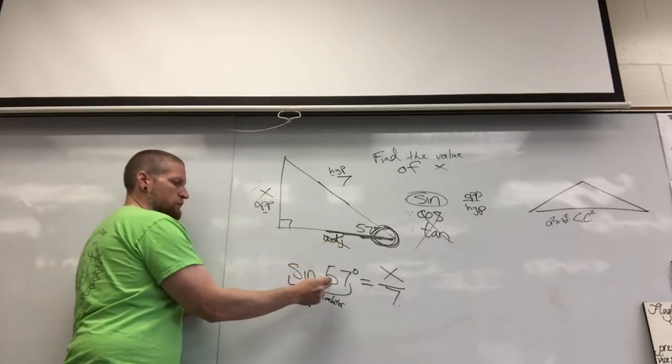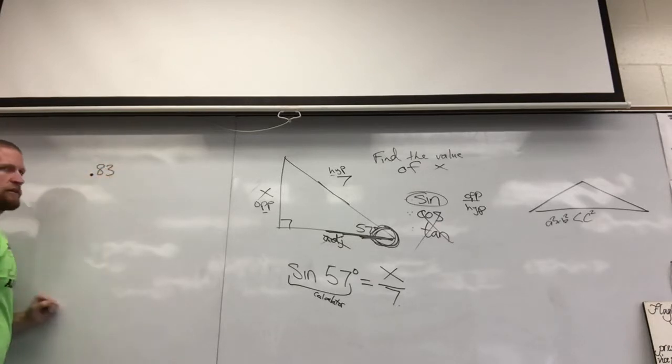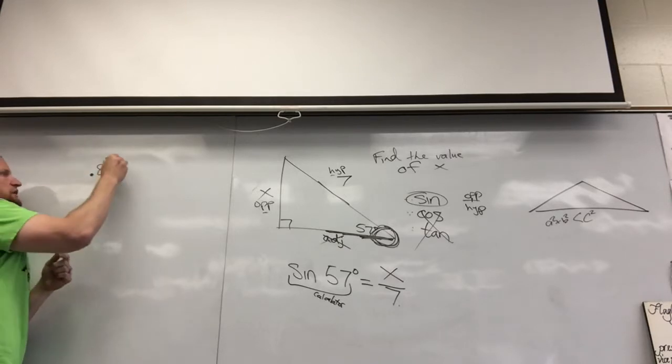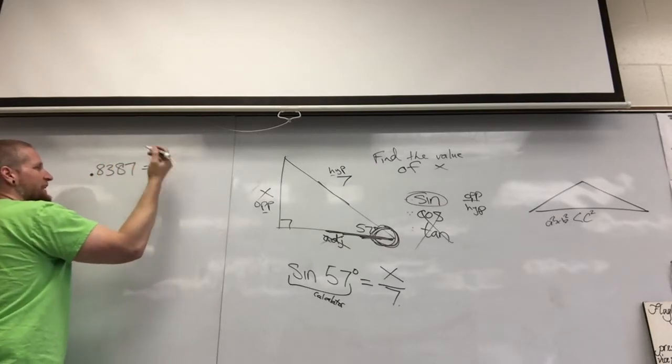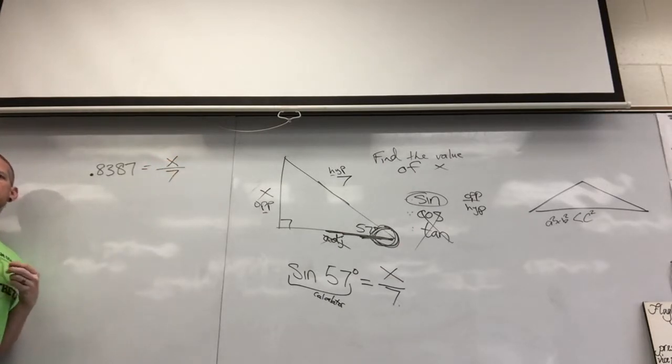Okay, so I need someone to tell me what's sine of 57. 0.8387. 83 what? 0.8387. Yeah, that'd be it, roughly.